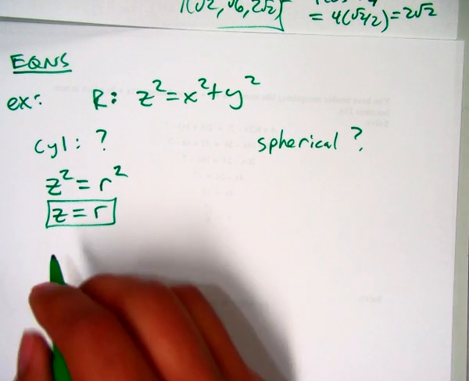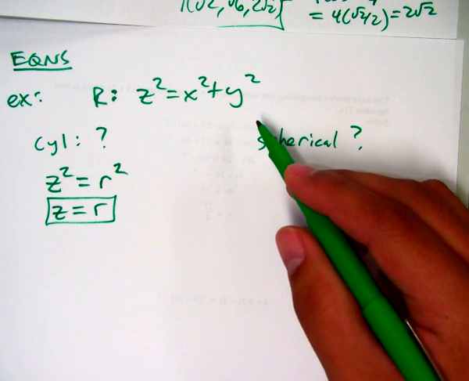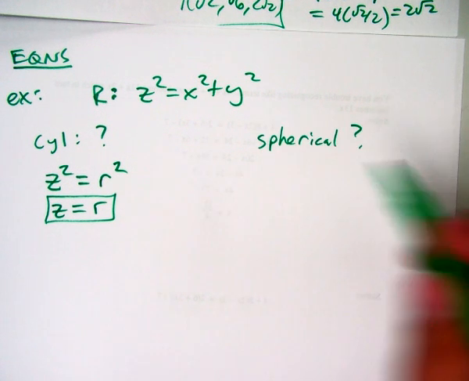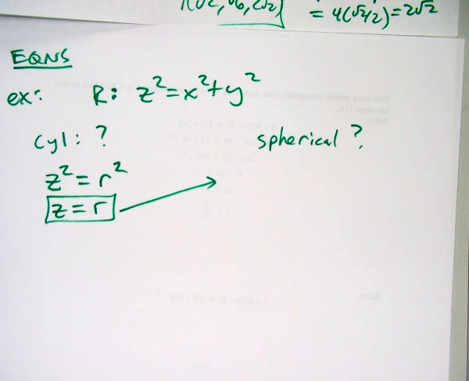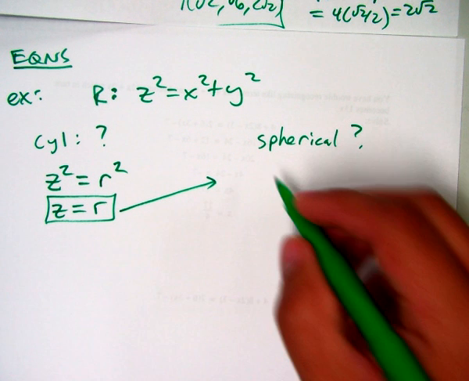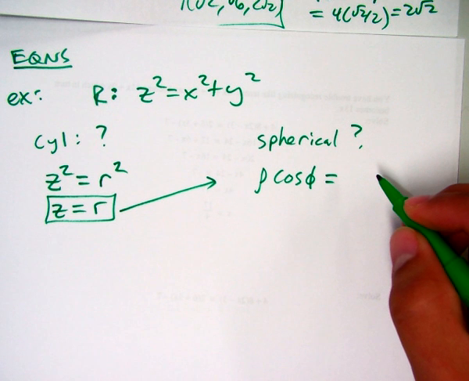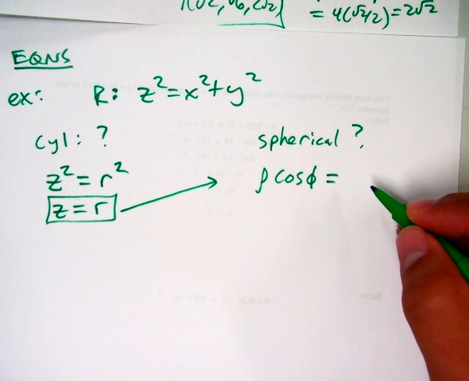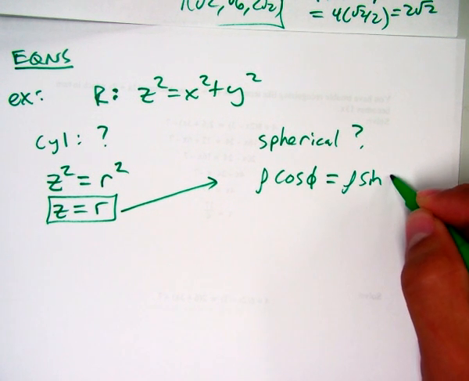In spherical, we don't want z's, x's, or y's. So let's see. Z squared. Actually, why don't we take this? Since we already have z equals r, that might be easier to handle than going all the way back to the beginning, right? What's z? Rho cosine phi. And then r. Well, in spherical, we don't want r. So go back to the spherical. Rho sine phi, right?